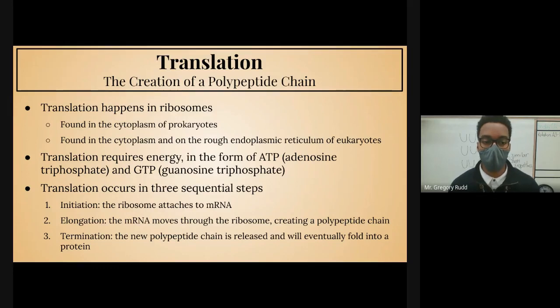There are 3 steps of translation. These are actually the same 3 steps for transcription. Again, like I said, the AP curriculum doesn't really require us to go into detail with transcription, but it does require us to go into detail with translation. So the 3 steps are initiation first, then the second step is elongation, and then the third step is termination. Once you write that down, you are good.